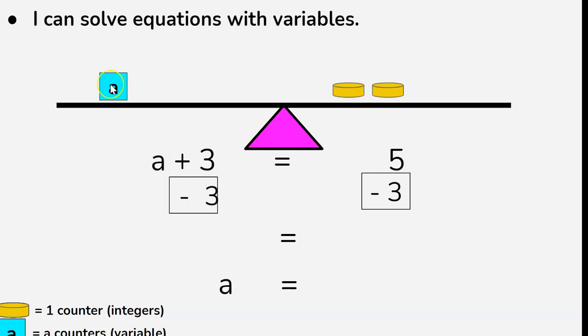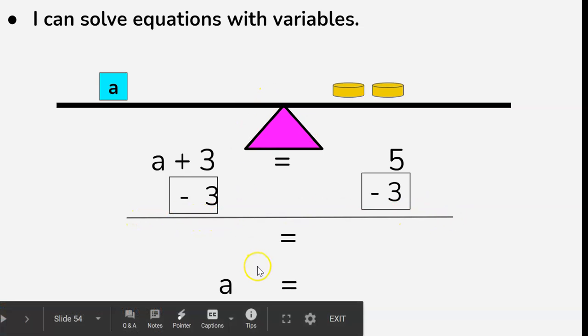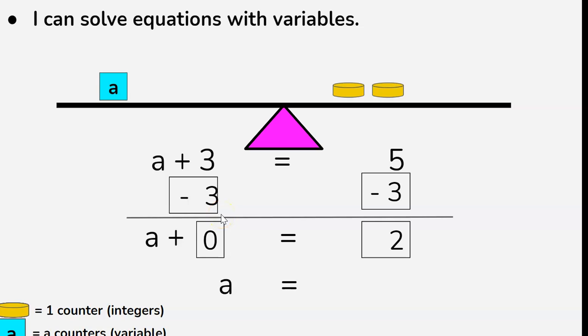Now I'm left with just this a on one side and 2 on the other. So what we would do when we show our work, you're going to see we're going to make this like a long equation, and we're working it out down here. We still have an a over here, but then we have 3 minus 3 is 0. And on the right side, we have our 5 minus 3, so we have 2. Now, we don't need to write plus 0 because any number plus 0 is still that number. Any variable plus 0 is still that variable. So what we're left with is a equals 2.